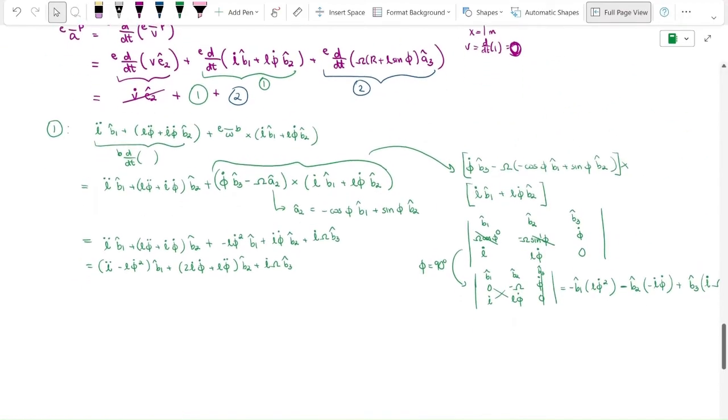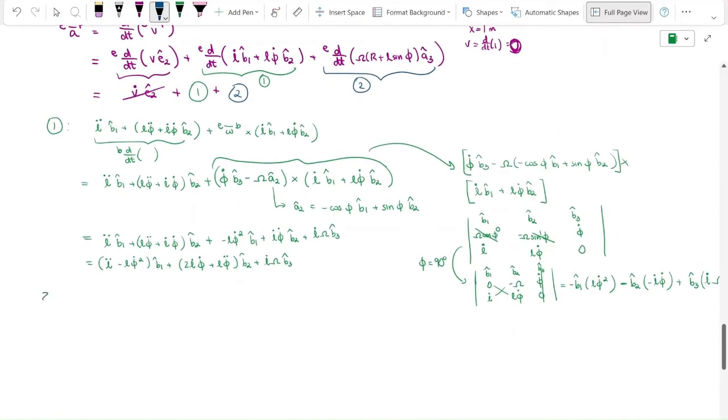And then our second term. Actually, let me just check the first term before we move on, to make sure I didn't forget a negative sign, a potential error. Okay, great. Yes, it works. So now for part 2, we have the time derivative of this term.